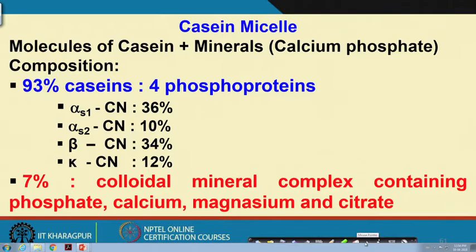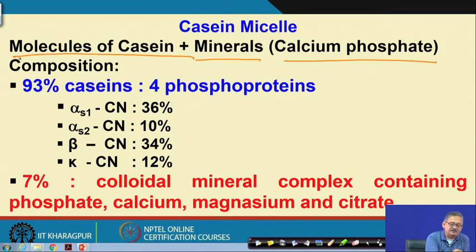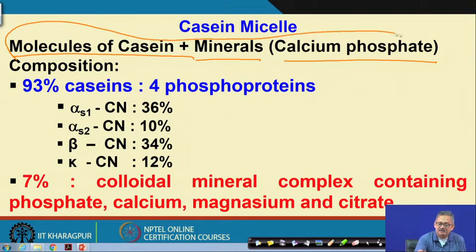So, what is casein micelle? It is the molecules of casein plus minerals, that is calcium phosphate, right. So, casein micelle is molecules of casein plus mineral, that is calcium phosphate, together forming the micelle, right.